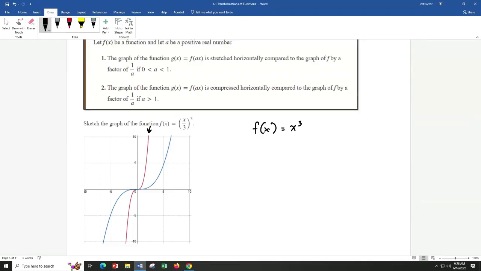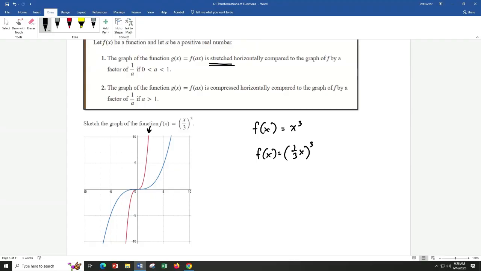But now I decide to do what? Am I stretching him or compressing him? Let's look at the math here. Notice it says a of x. Well, I have f of x is equal to, well, sometimes saying x over 3 looks weird. So how about we just turn this into 1/3 x cubed? Well, is that less than 1? And if it's less than 1, what's happening? It's being stretched.